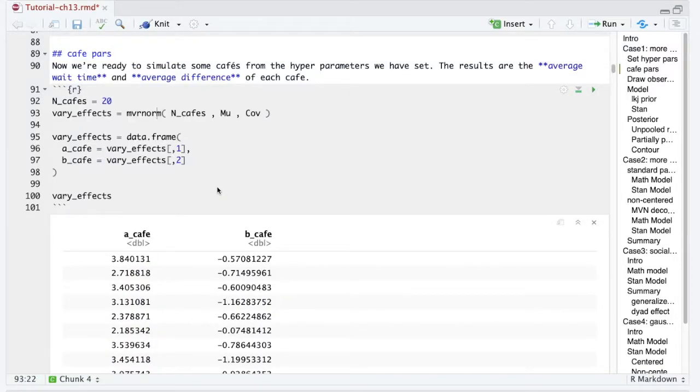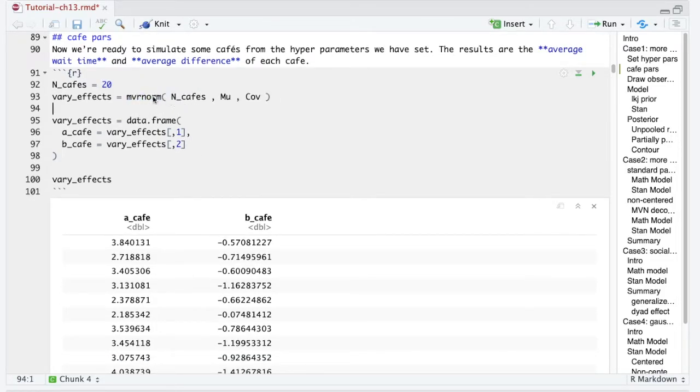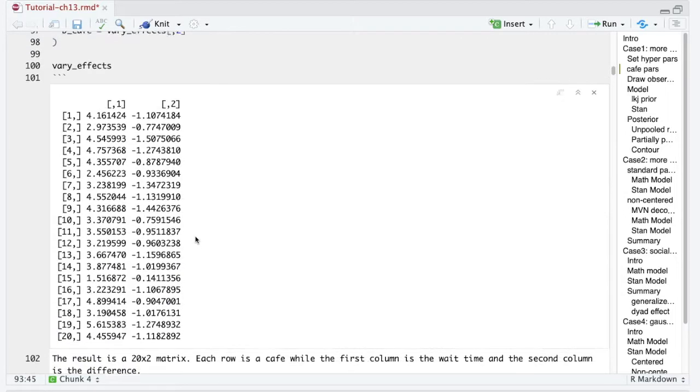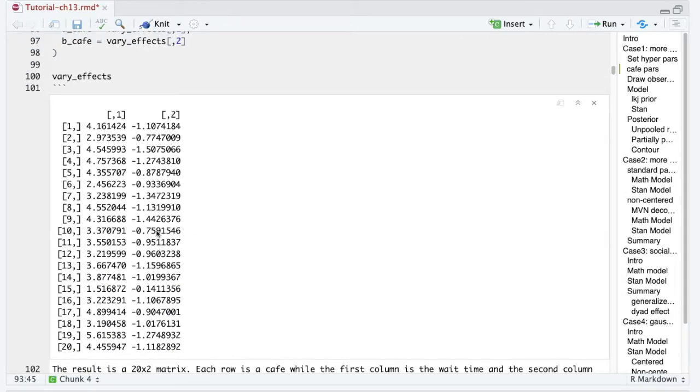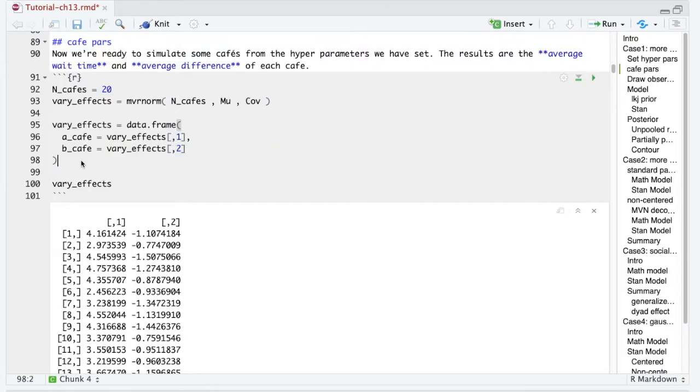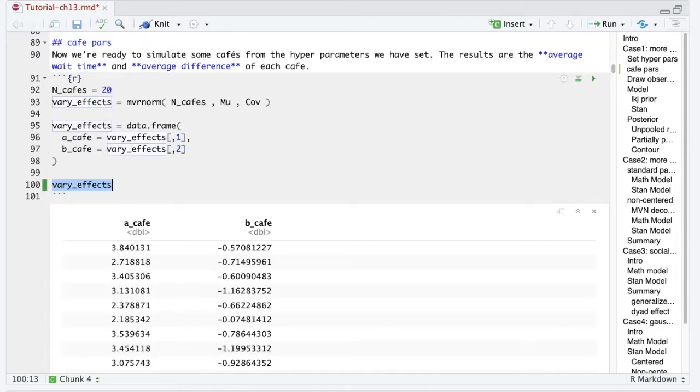Now we are ready to simulate some cafes from the hyperparameters we have set. Let's use the multivariate normal function to draw 20 cafes as our simulated data. The output from the multivariate normal function is a 20 by 2 matrix, and each row is a cafe, so in total we have 20 rows, meaning 20 cafes. The first column is the waiting time in the morning, and the second column is the difference between morning waiting time and afternoon waiting time. To make it more convenient for future computation, I make the matrix into a data frame. So the result for varied effects is like this.